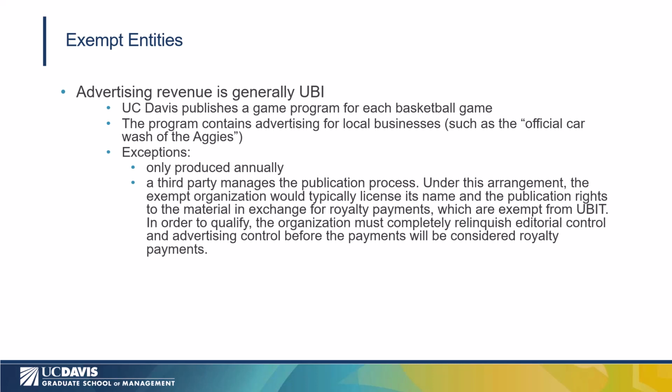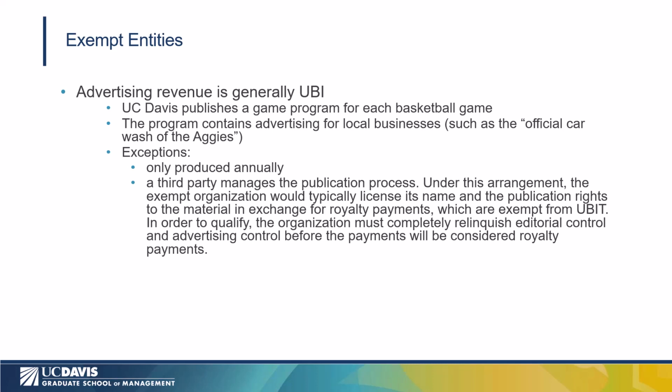However, there are exceptions. One, if it's only produced annually, so if you create an annual report and you take advertising in the back of the annual report, then you'll probably escape UBI. Or if you have a third party manage the publication process. Under this sort of arrangement, the exempt organization would typically license its name and publication rights to the material in exchange for royalty payments, which would be exempt from UBIT. So what this means is Davis doesn't publish the game program. It's outsourced to some other organization who pays UC Davis a license for the right to use its name and its image and all the other things for the basketball team.